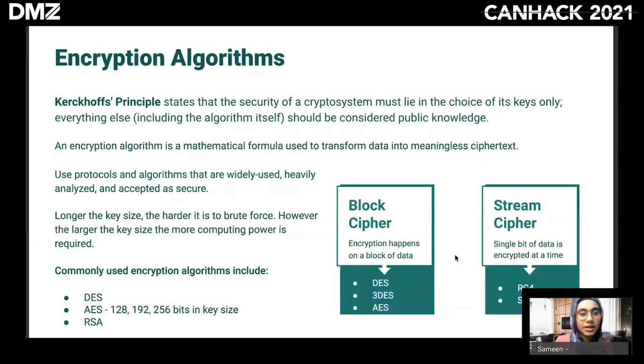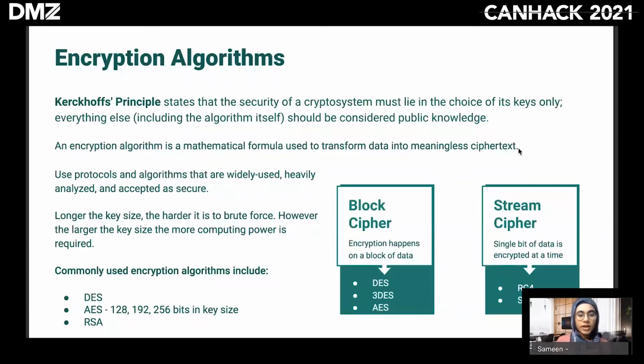So let's take a look at encryption algorithms. We have what are known as block ciphers and stream ciphers. A block cipher is when encryption happens on a block of data. You just have that chunk of data and it happens on that entire block. So we have algorithms like DES, triple DES, and AES that are block ciphers. And then we have stream ciphers, where a single bit of data is encrypted at a time. These include RC4 and SEAL, which are just some of them.